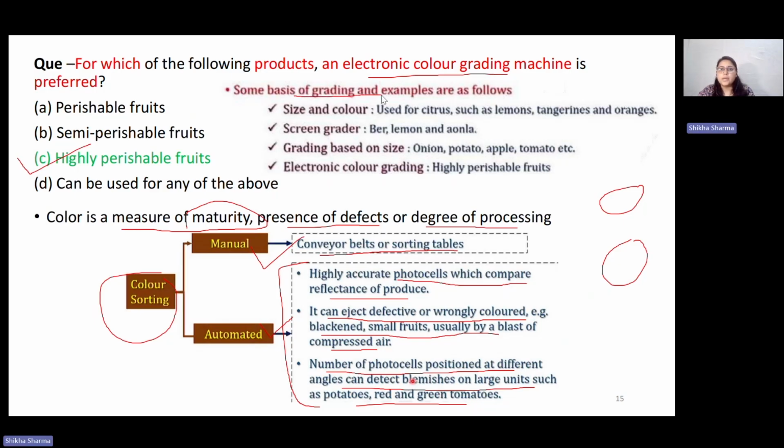Some grading can be done using electronic color grading, which we are talking about, and it is usually used for highly perishable food products. When we are doing the grading based on size, it can be used for onion, potato, apple, tomato, and screen graders can be used for pear, lemon, and amla. Size and color graders can be used for citrus fruits like lemon, tangerines, oranges.